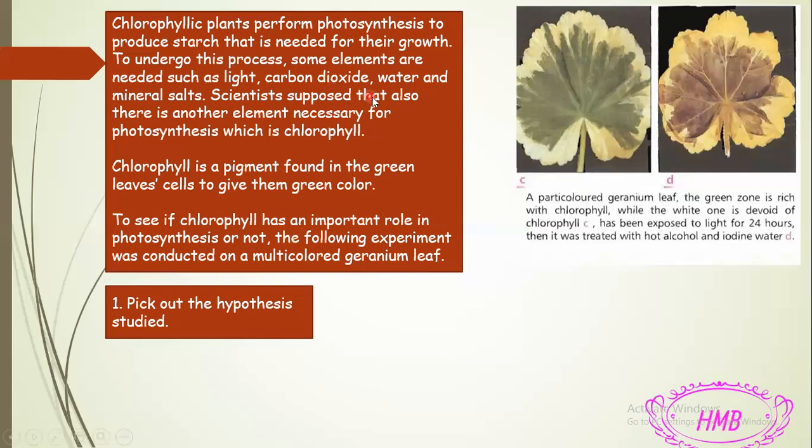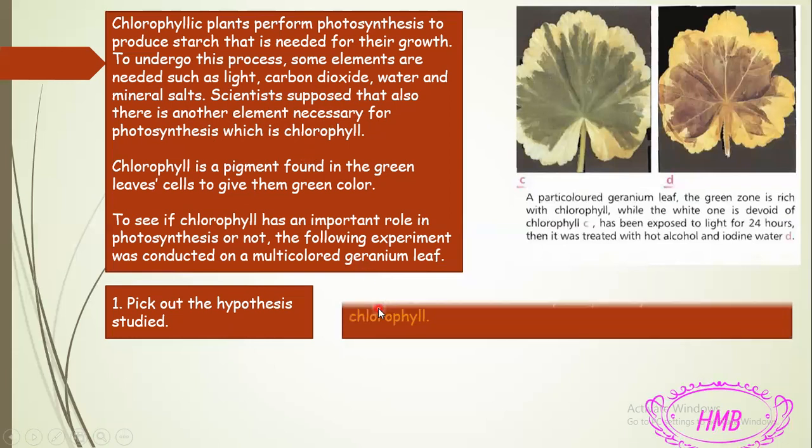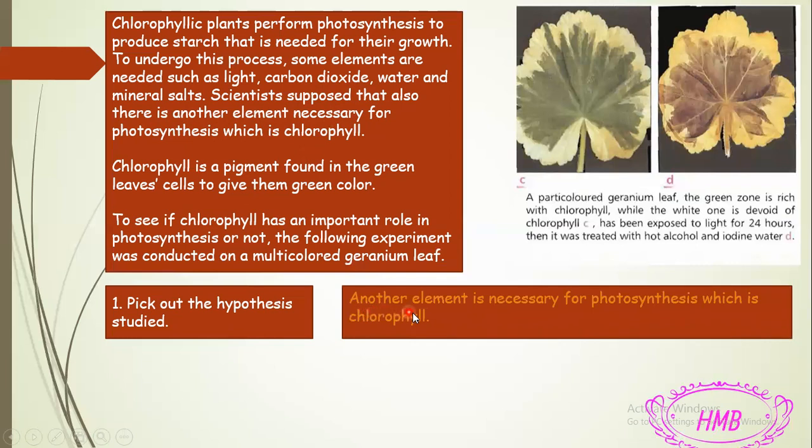So here in the paragraph, this is the clear keyword: supposed. Scientists supposed that also there is another element necessary for photosynthesis, which is chlorophyll. So this is the hypothesis. I will copy it as it is. The hypothesis is: another element is necessary for photosynthesis, which is chlorophyll. This is the hypothesis, in Arabic we call it الفرضية.